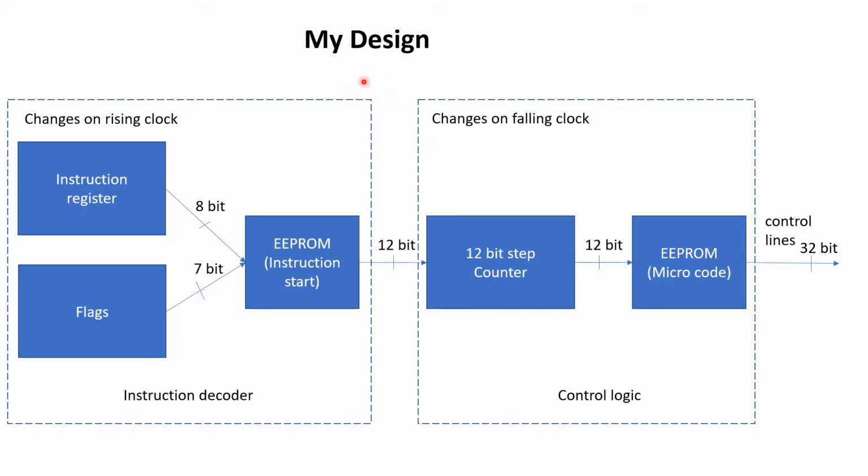These two parts put together lead to my design, whereas on the left hand side you see the instruction decoder, and on the right hand side you see the control logic that we discussed before. And since the state of the instruction decoder only changes on the rising edge of the clock, one can be sure that the 12-bit address which is provided by the instruction decoder will be stable at the time that the system clock is falling, and so the 12-bit counter will always be loaded with a stable address from the instruction decoder.